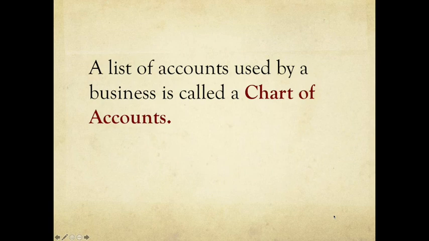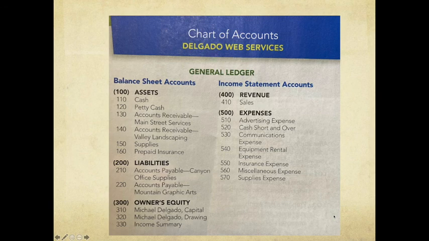A list of accounts used by a business is called a chart of accounts. If you look, for example, this is Delgado Web Services chart of accounts. It's like a word bank for all their transactions. They just don't make up account titles for every transaction. They use this. You can see there's a chunk of assets. The ones we've taken a look at so far are cash, our accounts receivable, supplies, and prepaid insurance.